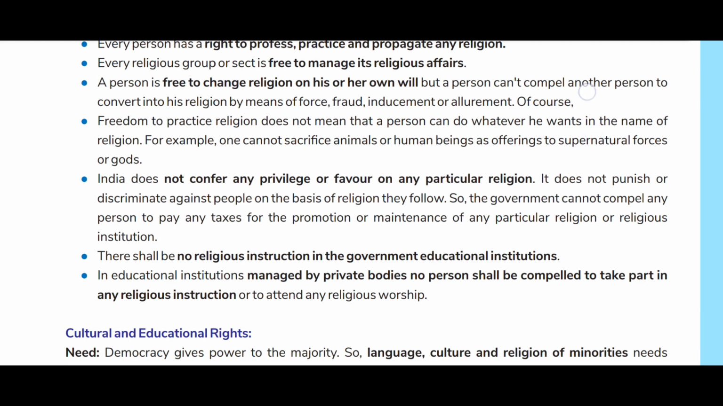Freedom of practice of religion does not mean that a person can do whatever he wants in the name of religion. For example, one cannot sacrifice animals or human beings as offerings to supernatural forces or gods. India does not confer any privilege or favor on any particular religion. It does not punish or discriminate against people on the basis of the religion they follow.